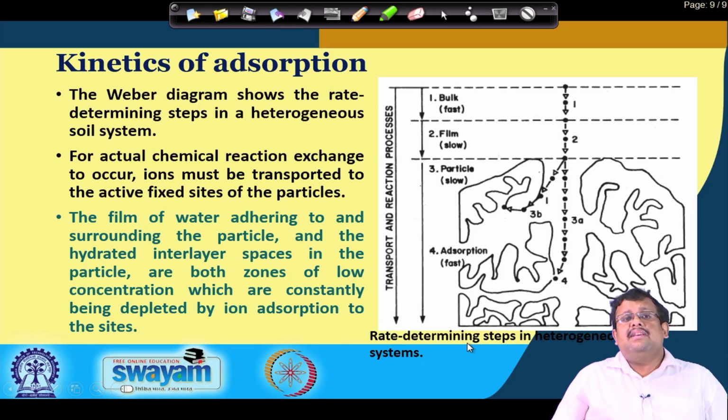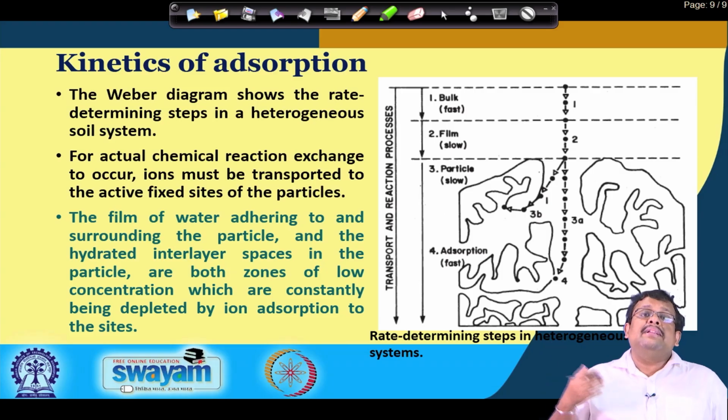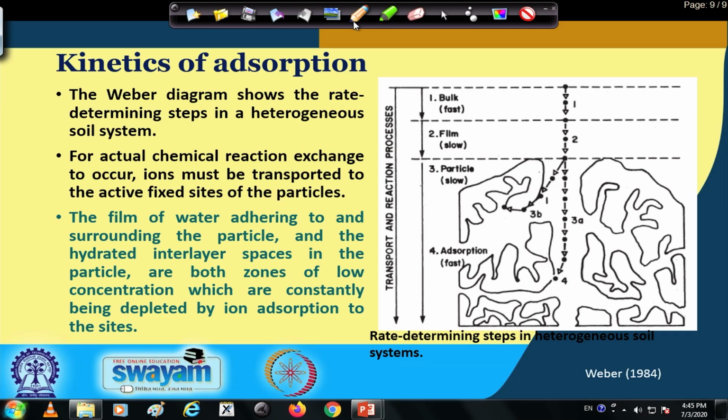So, let us discuss the kinetics of adsorption. This Weber diagram, given by the scientist Weber in 1984, gives us the rate determining steps in a heterogeneous soil system. By nature, soil is heterogeneous. You can see in this picture the clay particles, and surrounding each clay particle there is a thin film of water, and then you can see the bulk solution.